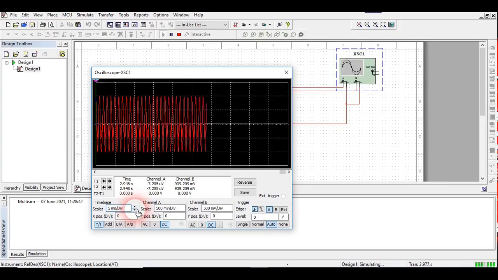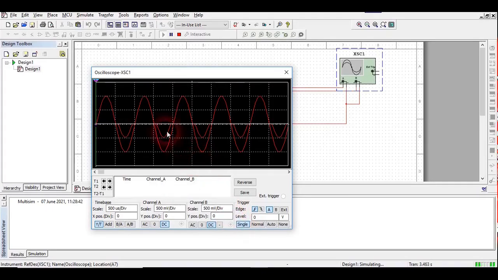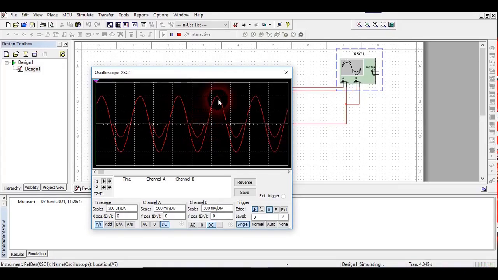And now I am going to decrease the time division. Just look here, I have done it, and now I am going to click on this single button for a single waveform. Just look here, this whole waveform is my input signal, and look at this negative clipper. For the positive input cycle I am not getting any positive output, but for the negative portion, yes, I am getting a negative voltage here. So this is my negative clipper circuit.